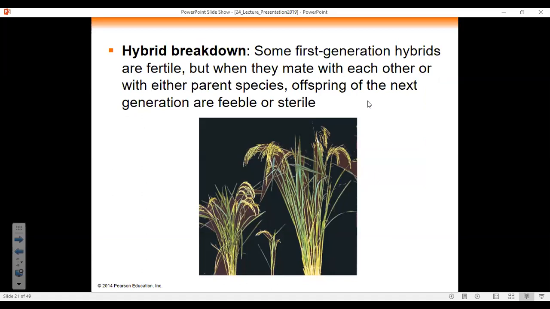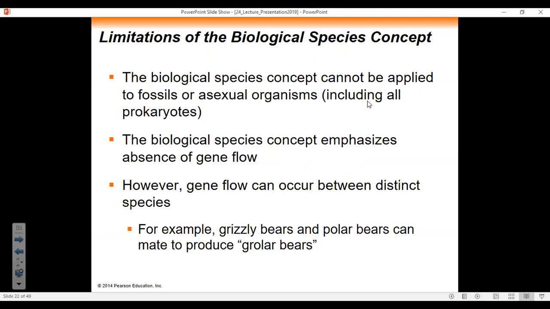They might be successful and fertile and fruitful, but then their offspring, as we go through future generations, become less successful and end up becoming sterile over time, and they die. So this whole species concept can be applied to fossils, to asexual organisms, to anything, but it doesn't work so well in the absence of gene flow.